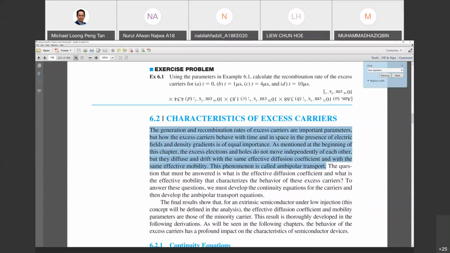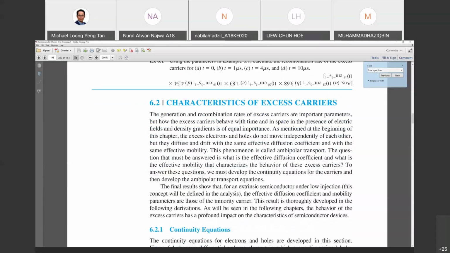You say that the excess carriers behave in time and in space in the presence of electric field and density gradient, where they diffuse and drift with the same effective diffusion coefficient and effective mobility. That is what is called ambipolar transport. To answer this, we must develop a continuity equation for the carrier and then develop the ambipolar equation. So in order to get the ambipolar equation, you cannot just go straight to it. You need to do the continuity equation first, and once you solve something from there, then you can get the ambipolar transport equation. This is what it means here.